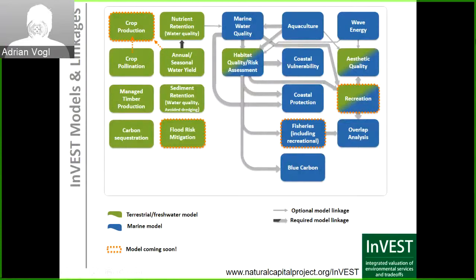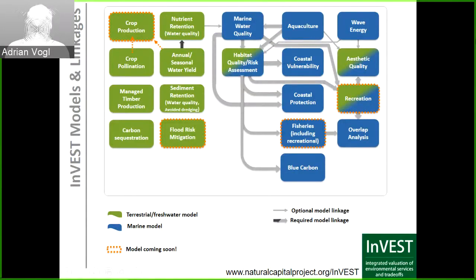This is a schematic of the different models that are available in InVEST right now. We have in the green what we call our terrestrial freshwater models. So these are generally applied in inland areas, and things like crop pollination, annual and seasonal water yield, sediment retention, etc. Some of the ones with the orange we're still working on. Hope to have some new models released soon. We're always working on new models.